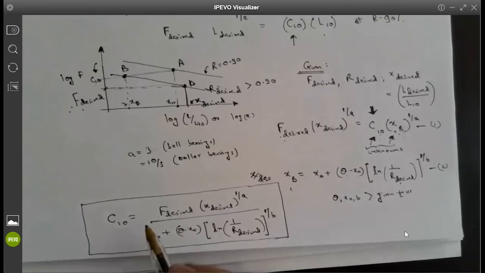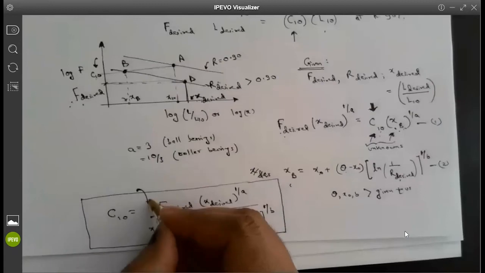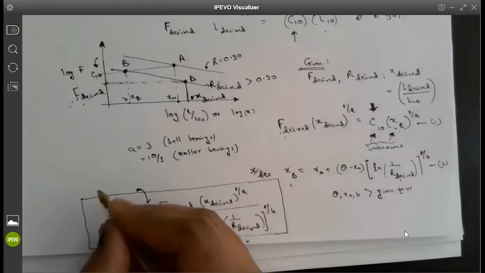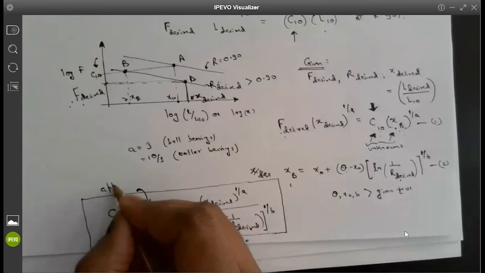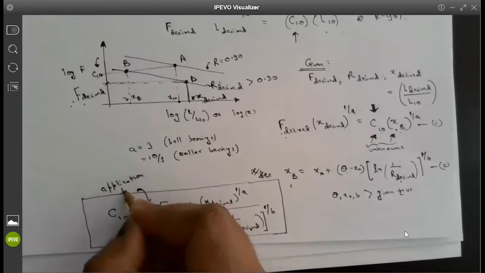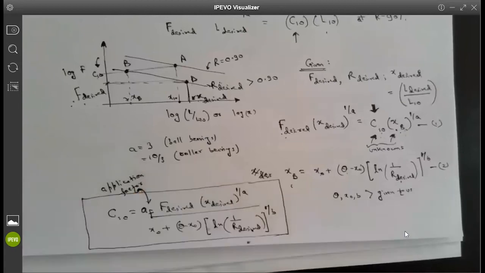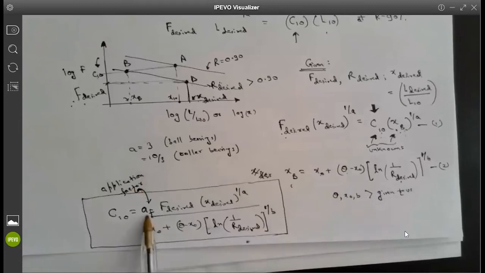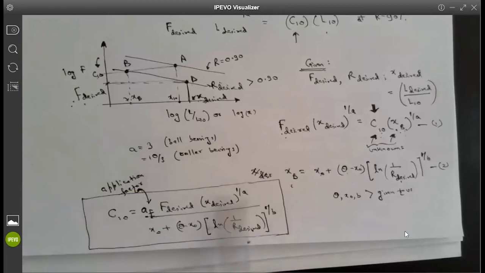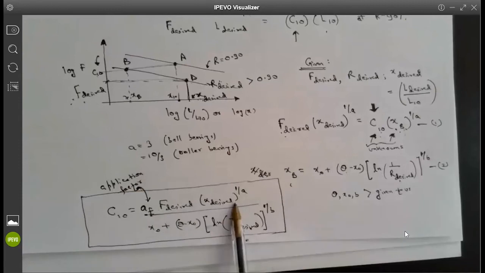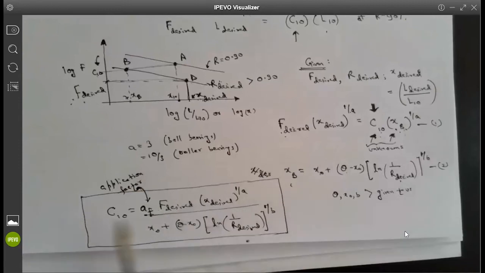You throw in an extra factor of safety, which we call the application factor. Depending on whether you are using it for shock loads, medium loads, heavy loads, or light loads, your application factor is defined. You throw that in and your C10 value goes up. So if you know this expression, you can plug in the numbers, your desired life, and get your C10 load. You don't need to worry about how you get this expression.